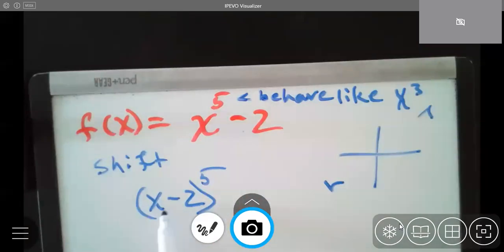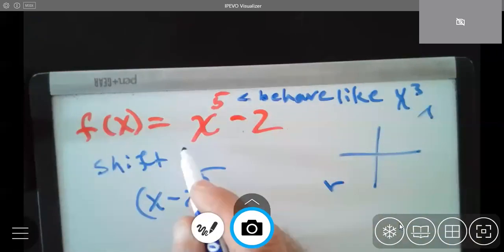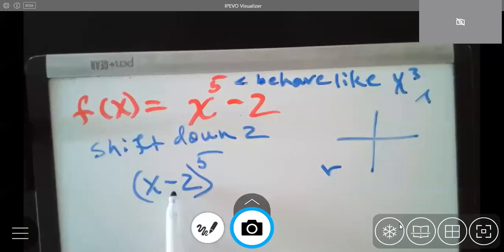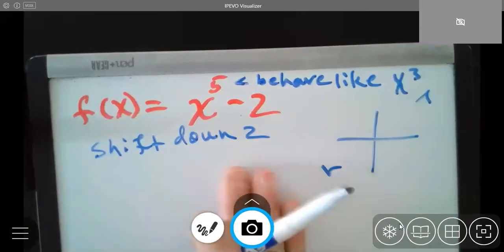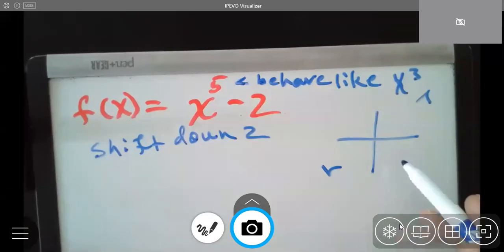Careful now, if it's outside, it's either going to shift up or down. So this will shift down. If it was inside the parentheses, then it would shift right. But when there's no parentheses, like this, it shifts down. So it makes a difference if there's parentheses or no parentheses. Okay? So it shifts down.